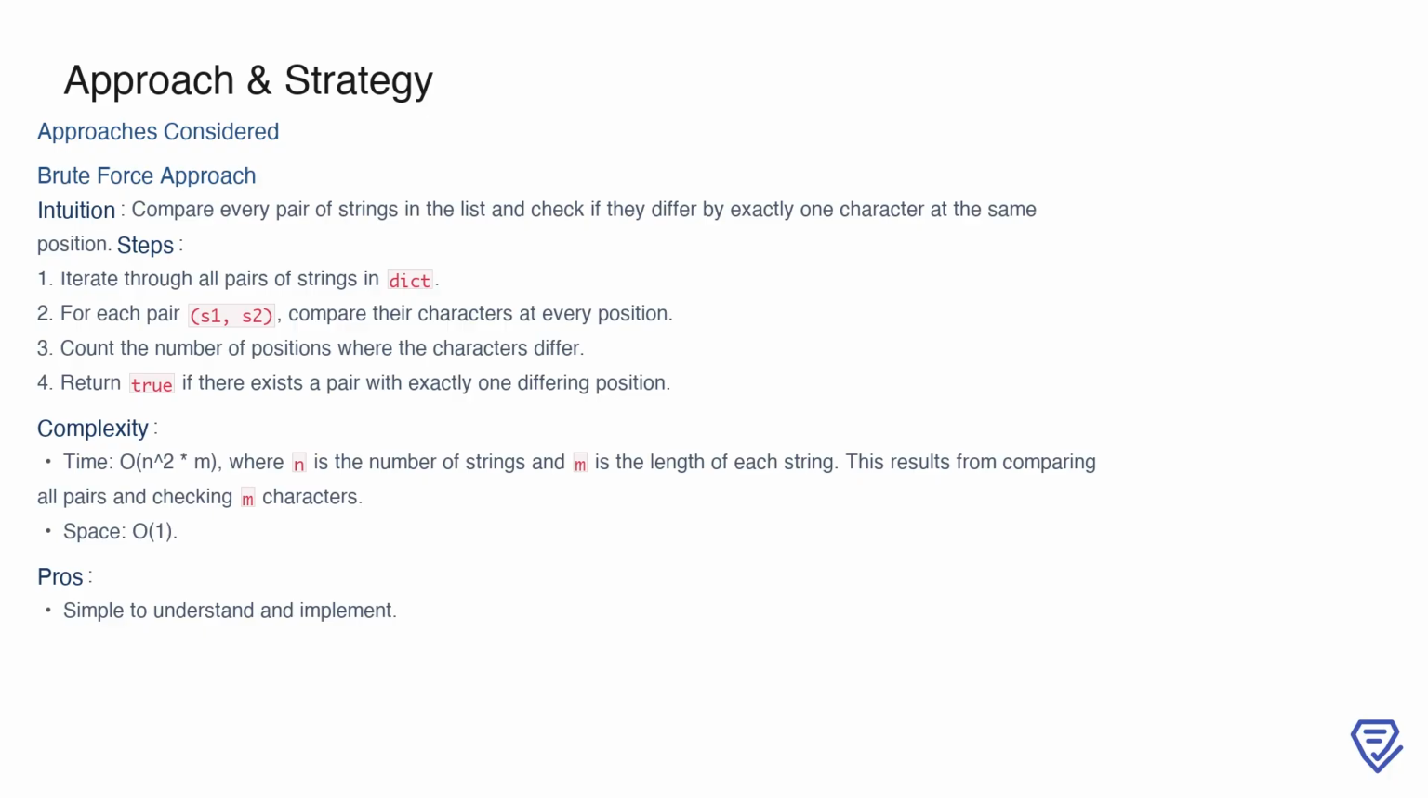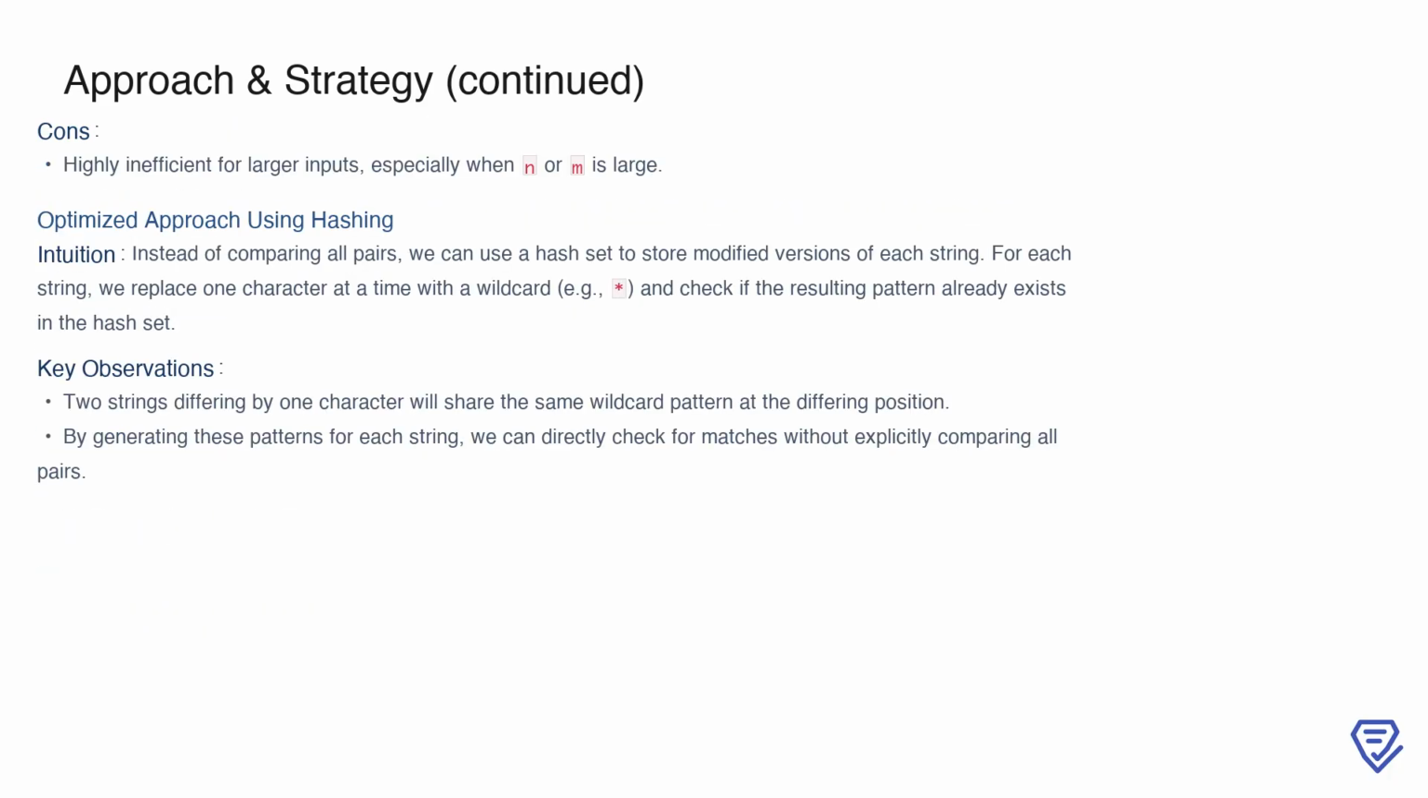While simple to understand and implement, the brute force approach has a significant drawback. The time complexity is n squared times m, where n is the number of strings and m is the length of each string. This is because we're comparing all pairs and examining m characters for each pair. The space complexity, however, is efficient at O(1), as no additional data structures are needed. While this method provides clarity, it becomes impractical for larger inputs due to its inefficiency. The main limitation of the brute force approach is its inefficiency, especially when the input size is large.